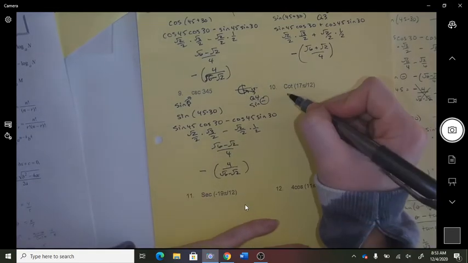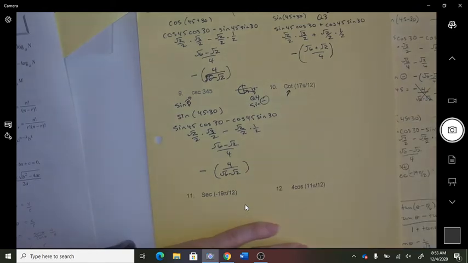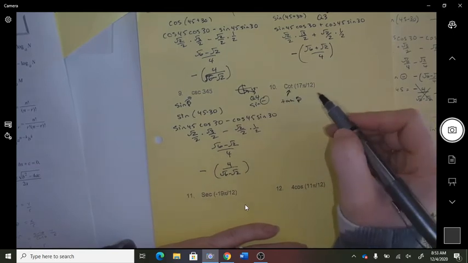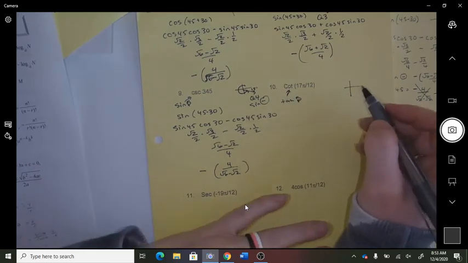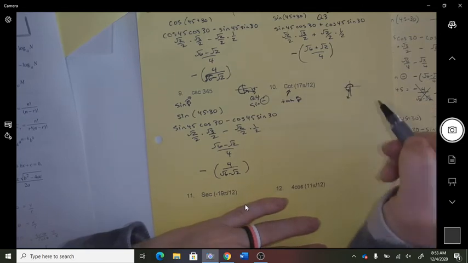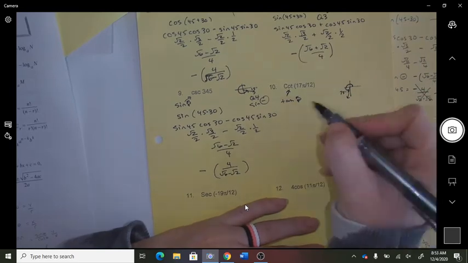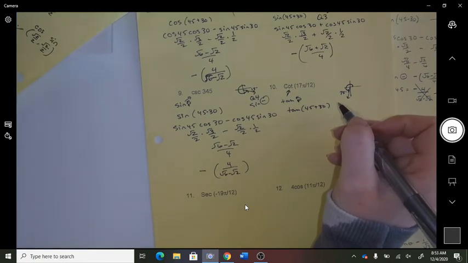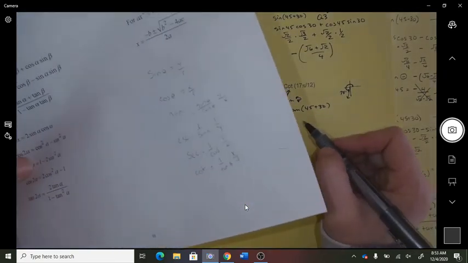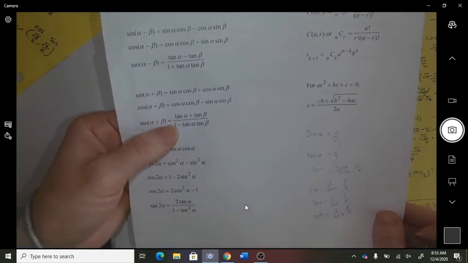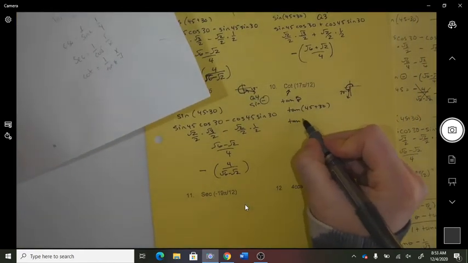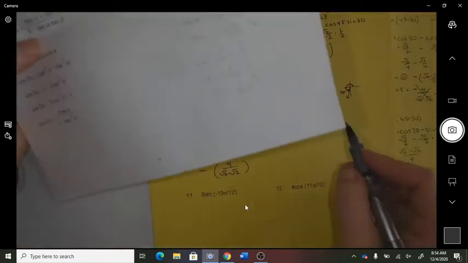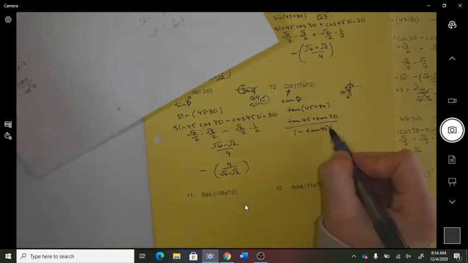Okay, so cotangent is the opposite of tan. Okay, so we're going to do the tan and then we're going to flip it around. Okay, so 17 pi over 12 lands there with a 75-degree reference. So we're going to be doing the tan of 45 plus 30. Okay, so right here, tan A plus tan B over 1 minus tan A, tan B.